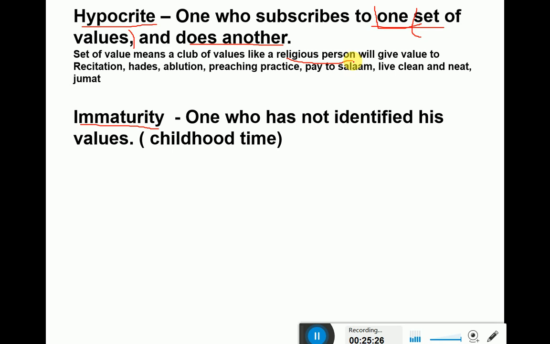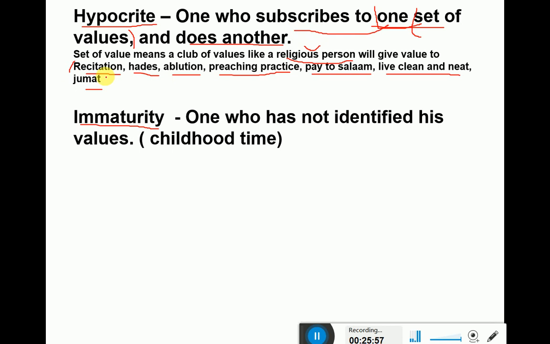Now further, we are going to discuss what the different contents of immaturity are. Number one, unclear values. An immature person has unclear values, meaning they don't know what is important. For example, either job is more important for me, or family is more important for me. I don't know. So it means that my values are unclear for me.